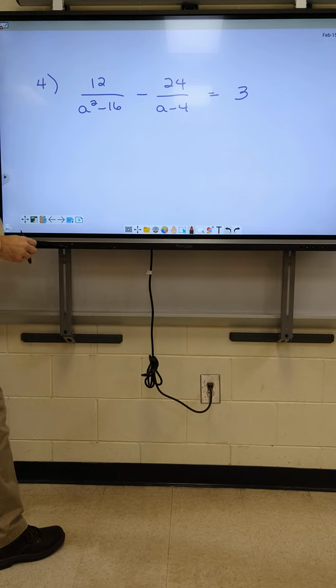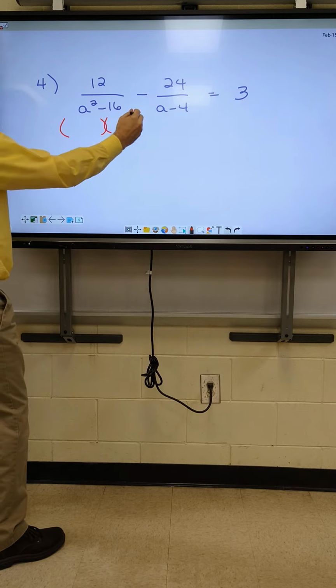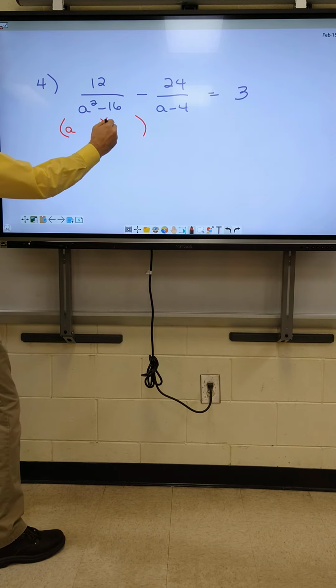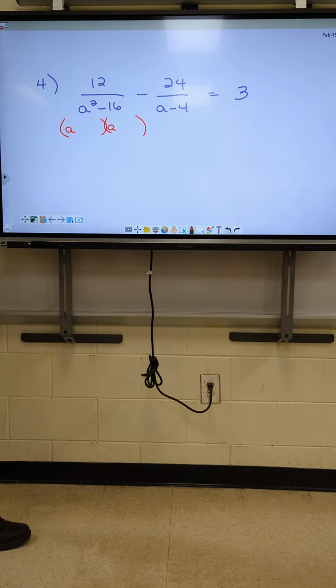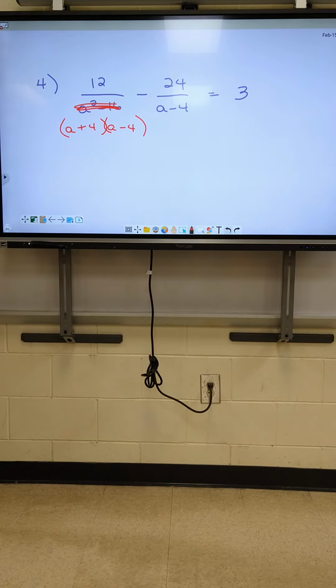All right, look at number 4. Look at the bottom of each fraction. Remember, the one that's got the A squared or the X squared, you got to factor that one out. Okay, how does this factor out? It's got an A squared, so I know it's A times A. What's the square root of 16? So I know it's a plus 4 and a minus 4. All right, you guys write that down. So you got to factor out the one that's got the A squared or the X squared first.